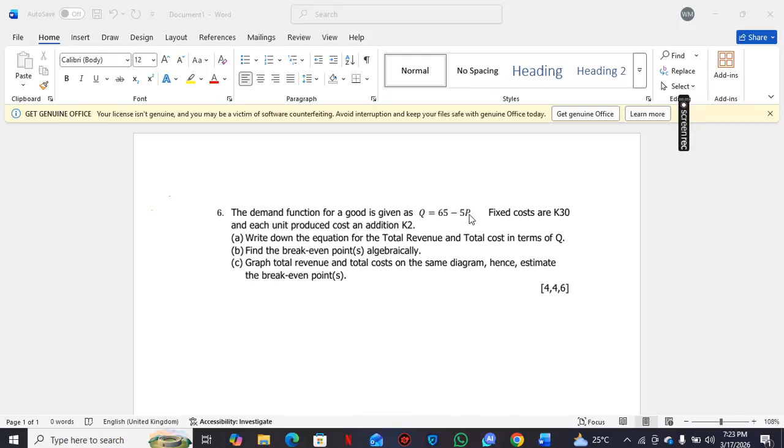Minus 5p. Fixed costs are 30 kwacha, and each unit produced costs an additional 2 kwacha. Part A, write down the equation for the total revenue and the total cost in terms of Q. So colleagues, this is another topic that combines mathematics and principles of economics. As you can see there, we have a demand function.